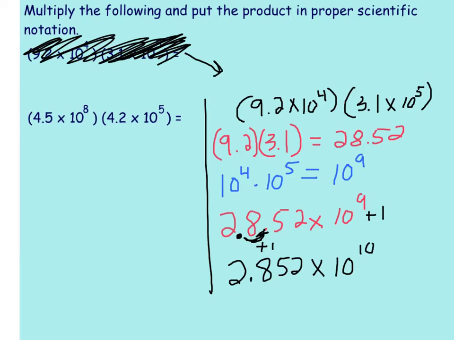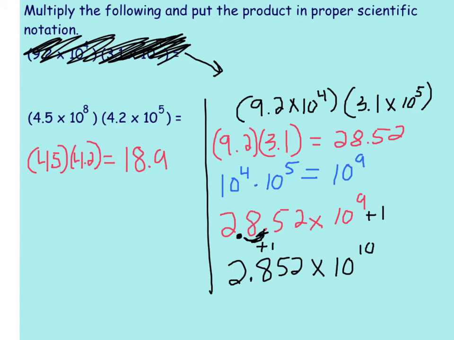If you want, you can hit pause and try this one by yourself. Otherwise, just follow along. So we're going to do the same thing. We're going to take the coefficients and multiply those first. Okay, so we multiplied those first, and we ended up with 18.9, and we'll deal with that later, because I know that it's not between 1 and 10.